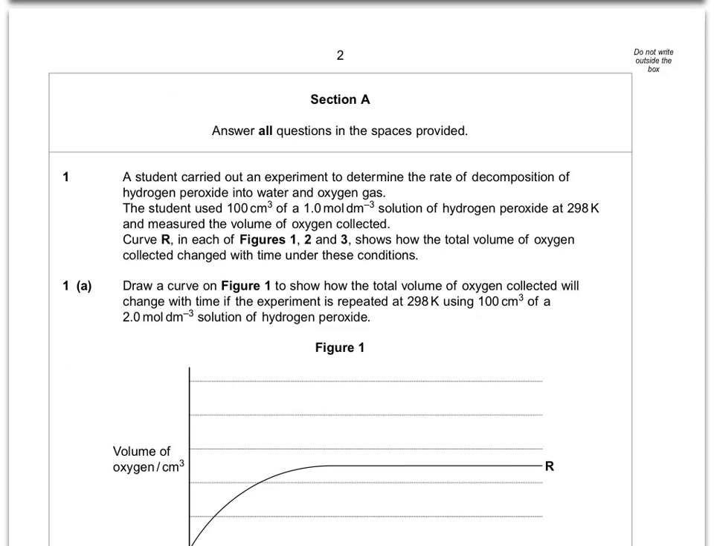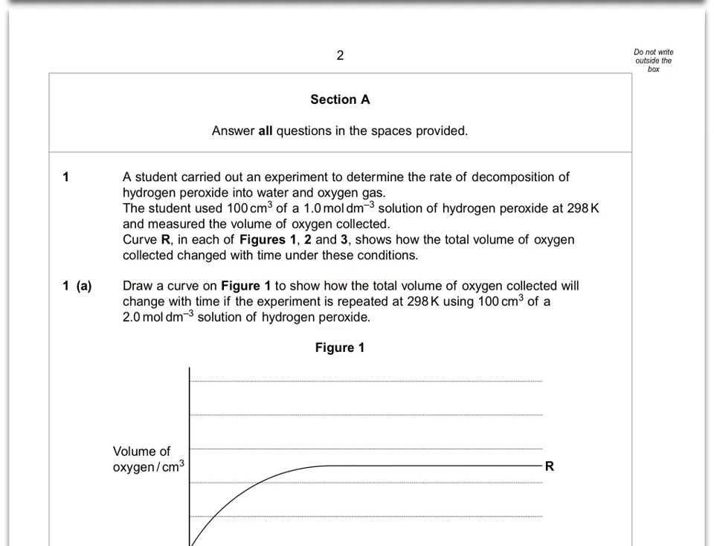So it says, a student carried out an experiment to determine the rate of decomposition of hydrogen peroxide into water and oxygen gas. The student used 100 cm³ of a 1 mol per dm³ solution of hydrogen peroxide at 298 Kelvin and measured the volume of oxygen collected. Curve R in each of the figures 1, 2 and 3 show how the total volume of oxygen collected changed with the time under these conditions.